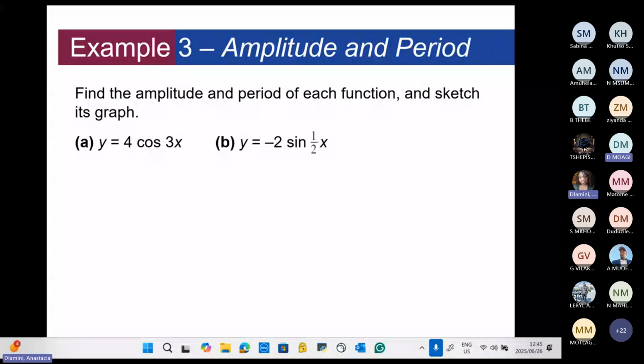Thank you. So now let's do the first one, A. What is our amplitude? They want our amplitude. It's 4. Thank you. And then they want our period. What is our period? It is 2 pi over k, which equals 2 pi over 3. That's the new period.